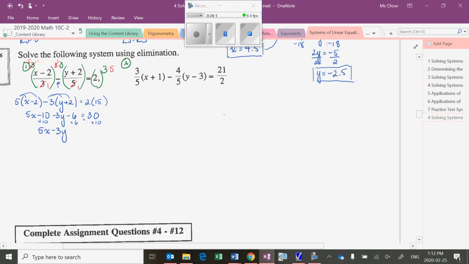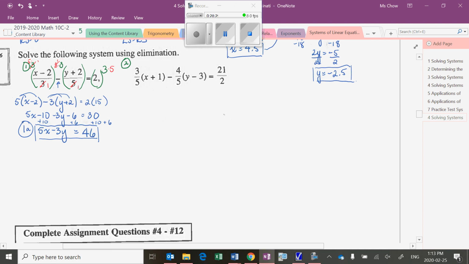We'll also add 6 to both sides. So adding 10 and 6 to the 30 will make that 5x minus 3y equals 46. So this is my new and improved number 1 equation. So I'm going to call this 1a.